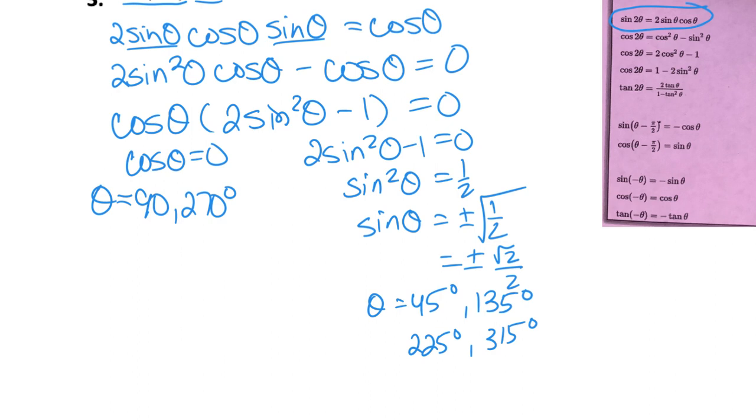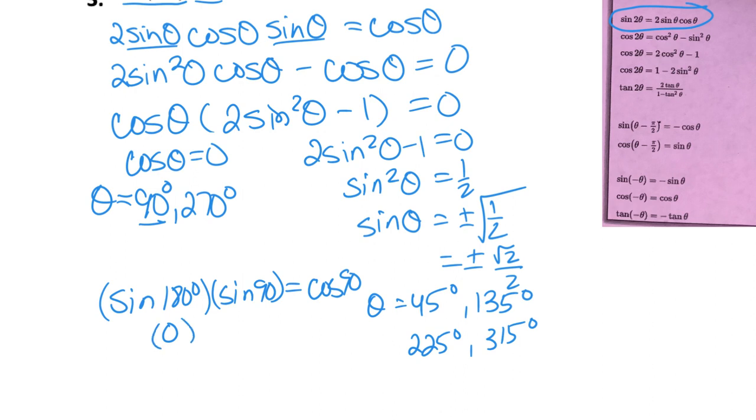Okay, so then it's always a good idea to plug these back in and check them because they may not all work. So just to double check, for example, if I were to check 90, I could say sine of 2 times 90, which is 180 degrees, times sine of 90 degrees, and that's supposed to equal cosine of 90 degrees. Well, sine of 180 degrees is 0. Sine of 90 is 1, and cosine of 90 is 0. So 0 equals 0, so check, that works. Okay, so it's always a good idea to check those.